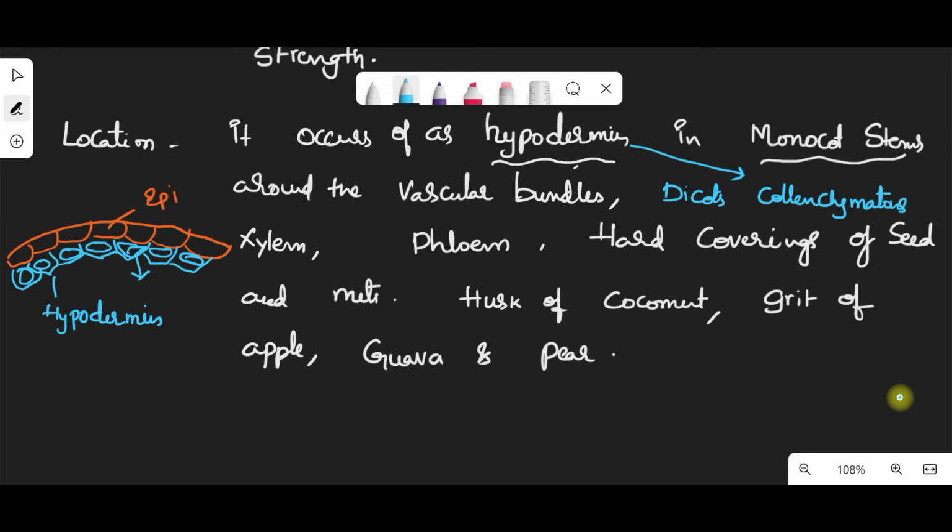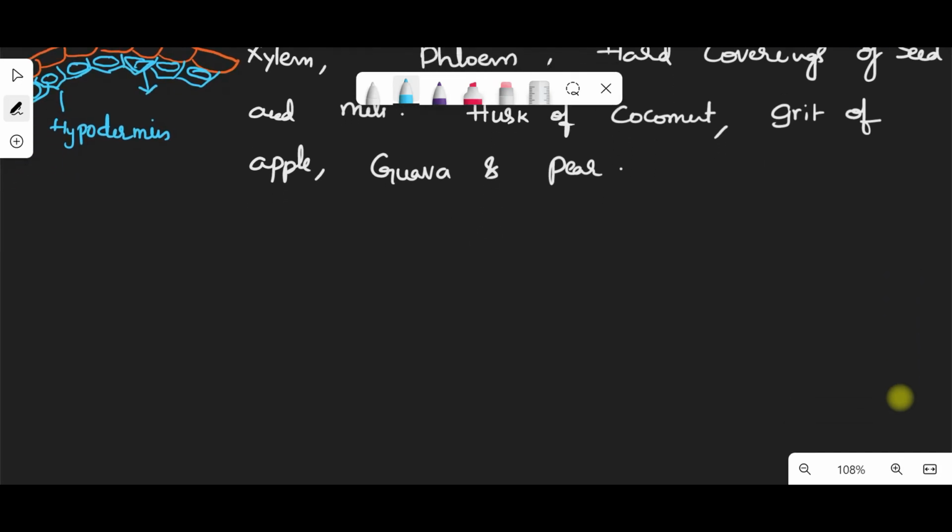This is how you can see the presence of sclerenchyma, either in the form of sclerites or in the form of fibers, in various places in the plant: as a hypodermis in the monocot stems, around the vascular bundles, inside the xylem, inside the phloem, in coverings of seeds and nuts, husk of coconut, and grit of apple, guava and pea. Now let us talk about the functions of sclerenchymatous tissue.